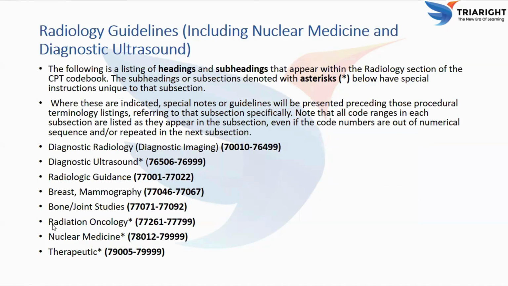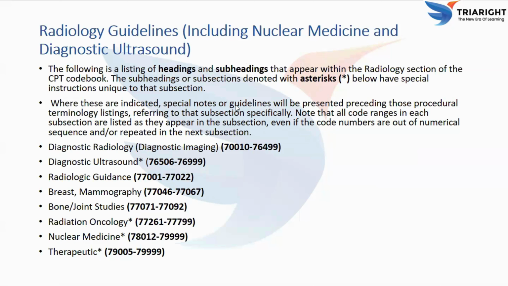So what are the specific guidelines regarding radiology? Here are some headings and subheadings. So what does this mean? The radiology section is divided into headings, which are the main categories, and subheadings, which are the specific areas. Some subheadings have an asterisk symbol. These have special rules or instructions you must read before the coding. So always read these notes, the guidelines, before codes. CPT rules come before the numbers.